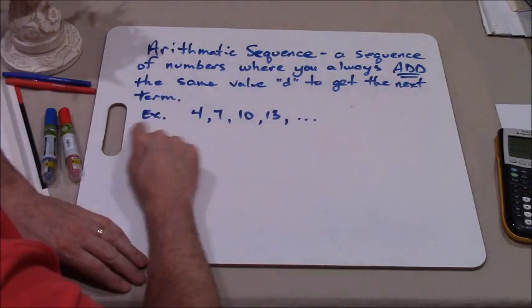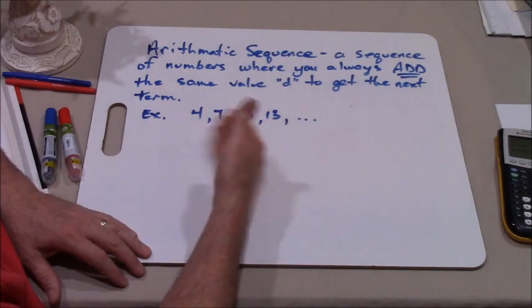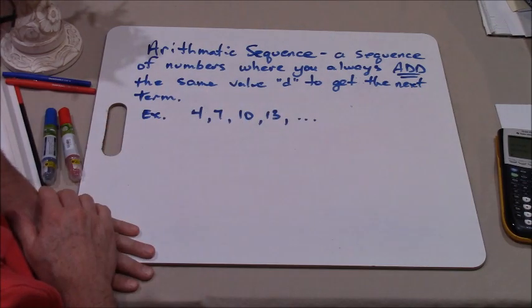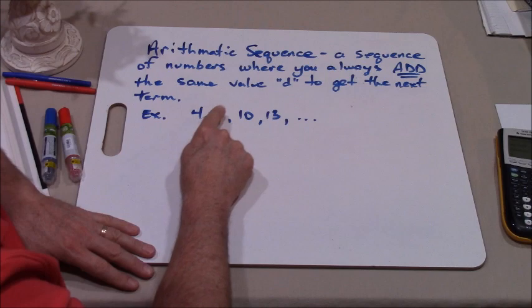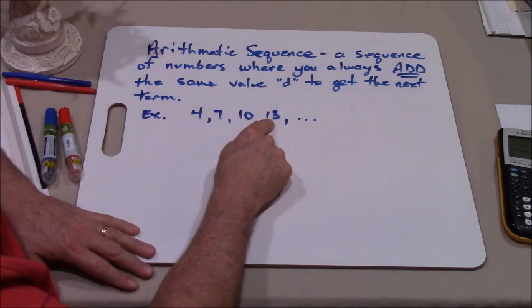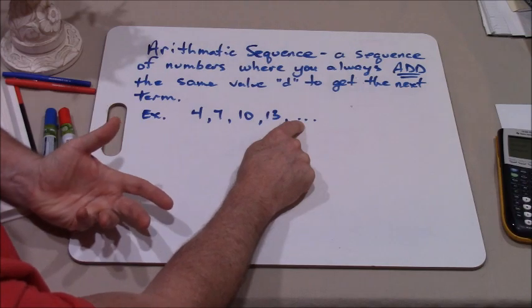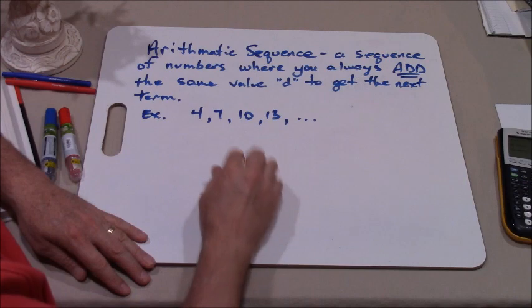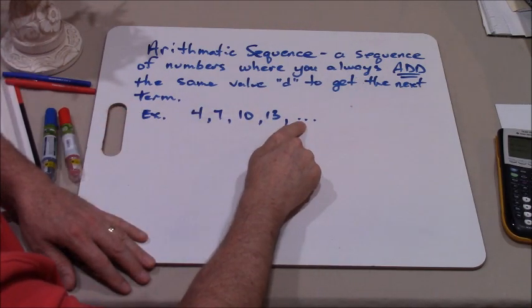So when you look at this example here, I've got a sequence of numbers. The word sequence means it's just a list. Okay, we're not doing anything with them. It's just a list that's sitting there. And so when you look at this, you can see that I'm adding 3 each time to get to the next term. So the next term after this would be what? 16. And then we get 19 and so on. And that sequence just keeps on going forever. That's what the dots mean.